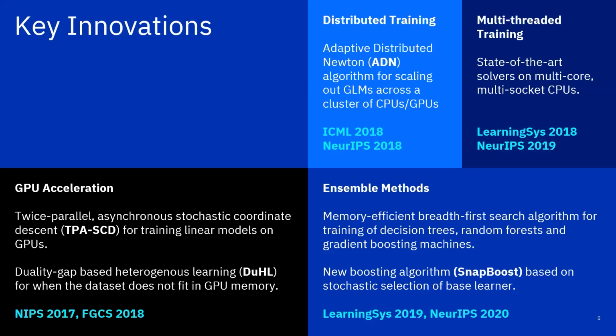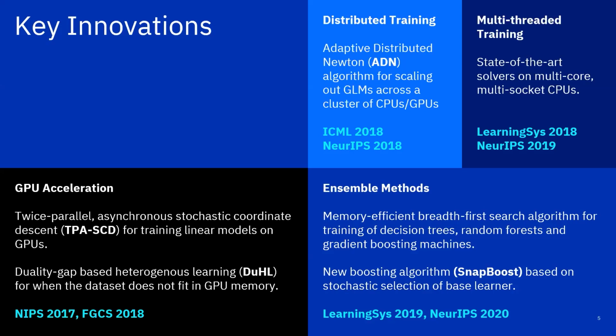So that was our most recent work into SnapBoost, which is a new boosting algorithm where we choose the base learner at each boosting iteration stochastically, so by sampling from a random distribution. And we show that using that approach, you can get better accuracy than XGBoost and LightGBM, but without sacrificing performance.